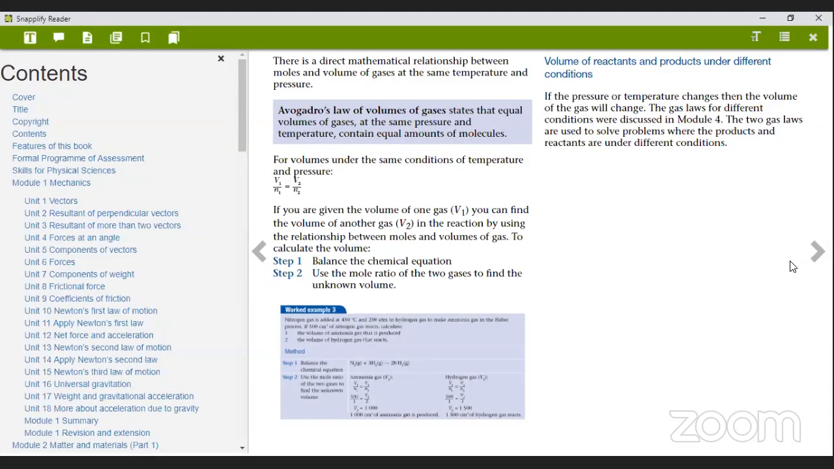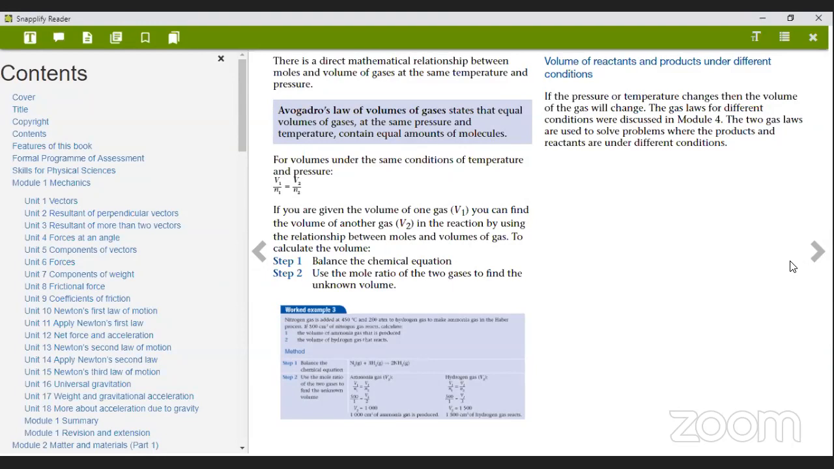I don't know if you guys understand this. They say Avogadro's law of volume states that equal volumes of gases at the same pressure and temperature contain equal amounts of molecules. For volume under the same temperature conditions and pressure, V1 over N1 is equal to V2 over N2. So basically, this means that V1 is equal to V2, N1 is equal to N2.